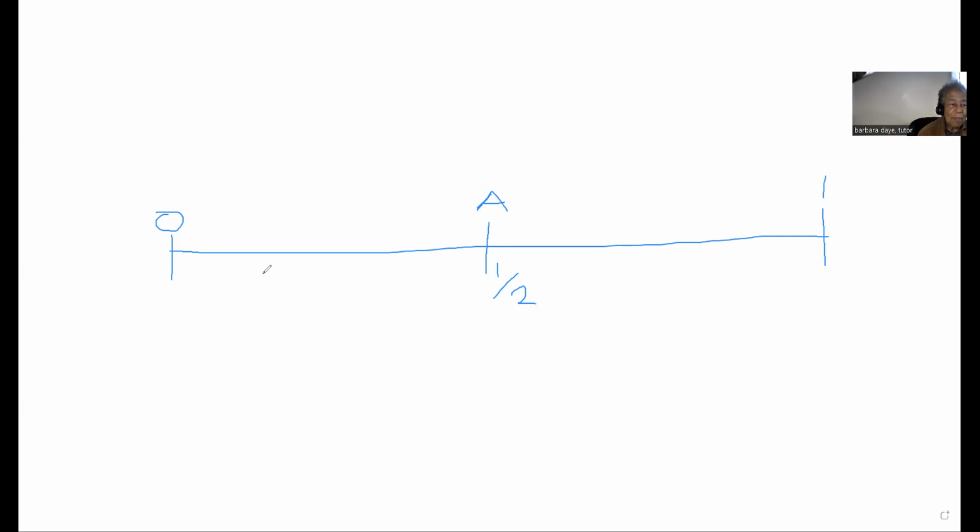If I took half here, then that's half of a half, or 1/4. 4/4 is a whole. 4/4 would be equal to 1. So this would be 1/4, and this would be 3/4.